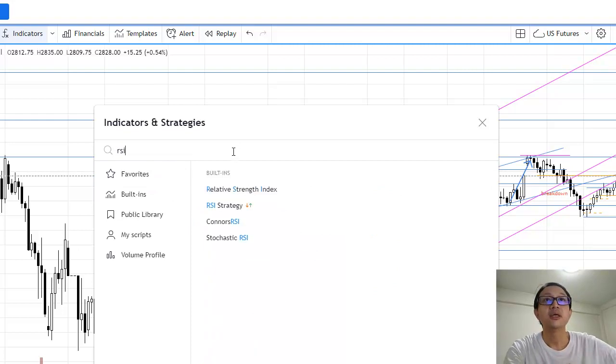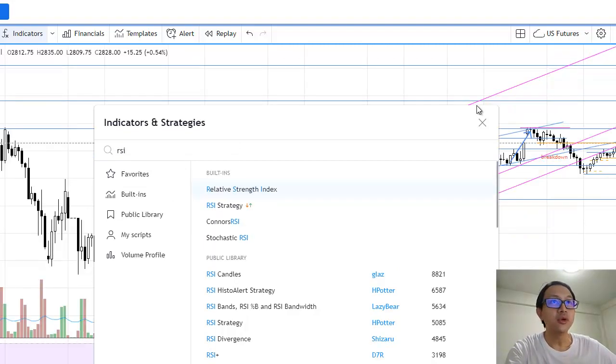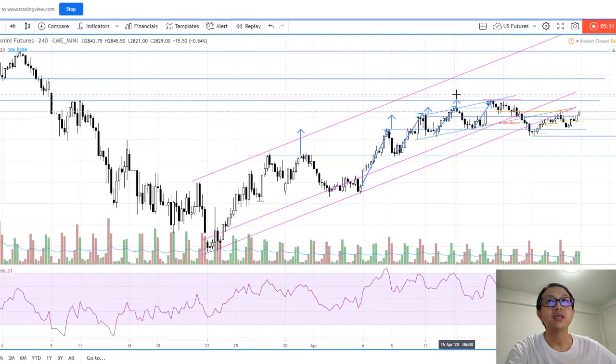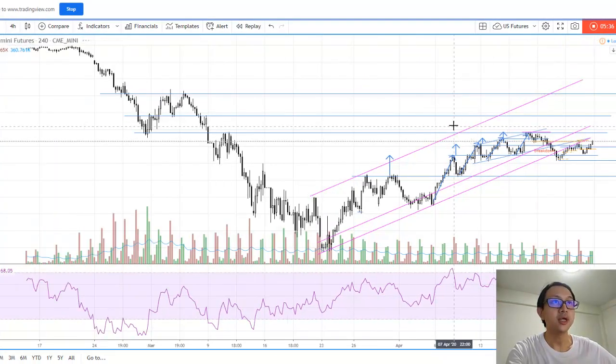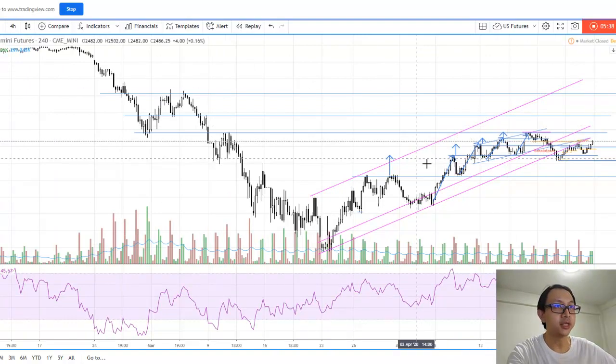RSI. With the losing momentum, I'm actually expecting some kind of bearish divergence. So let's just find the bearish divergence here. Alright, so here we go. Let me just put out this arrow here.